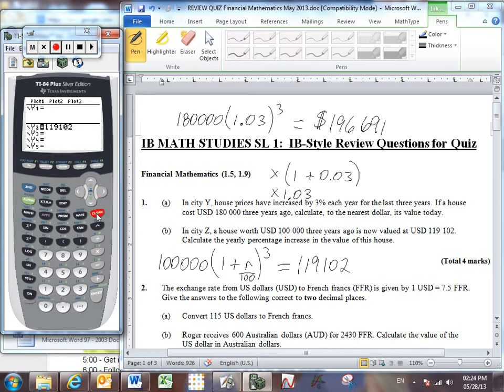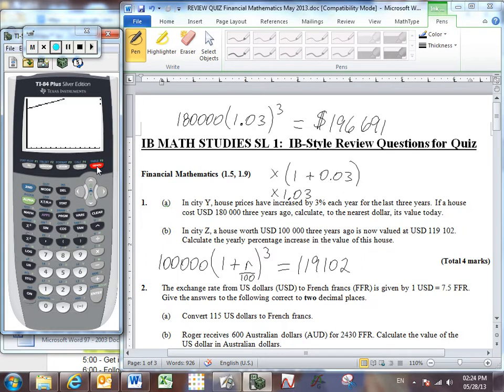Alright. When all else fails, let's just clear it and type it in again. Sorry, a bit frustrating. 100,000 times 1 plus x over 100. Close the parentheses, raise it to the power of 3. Graph.